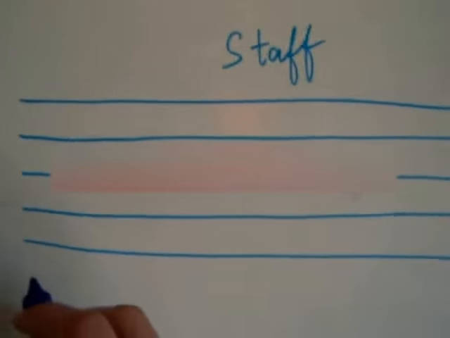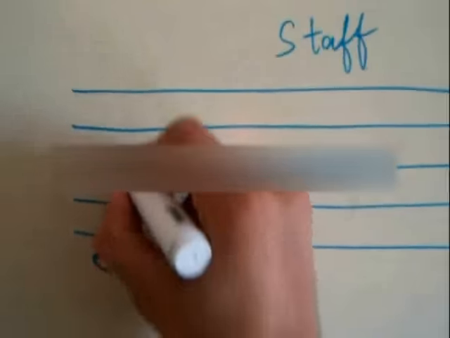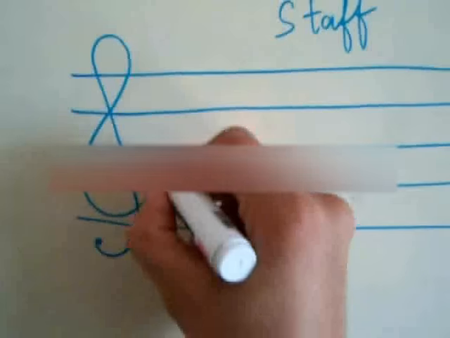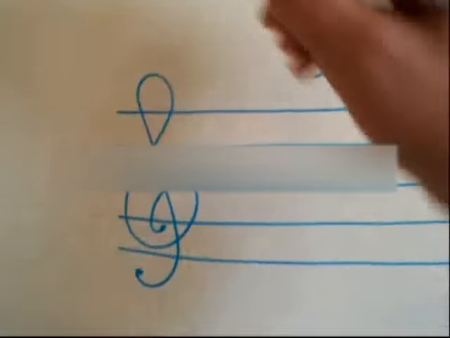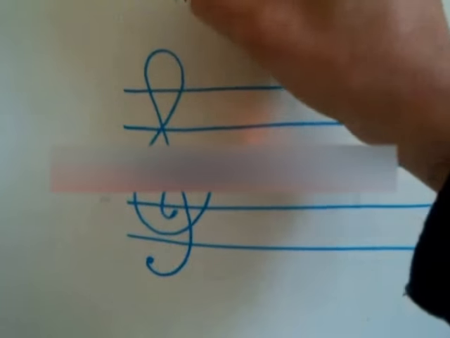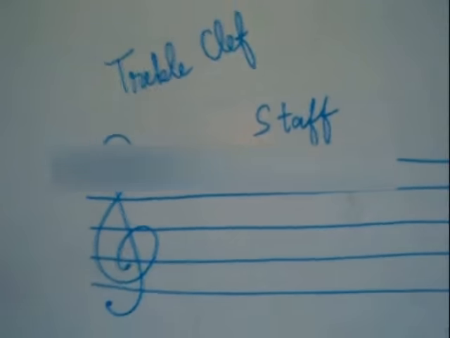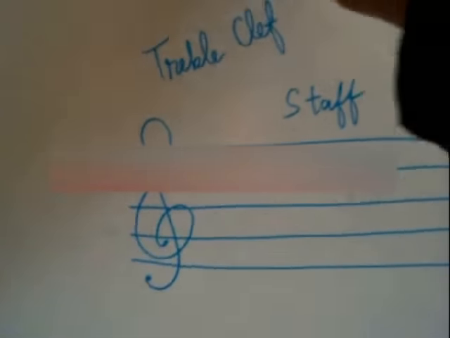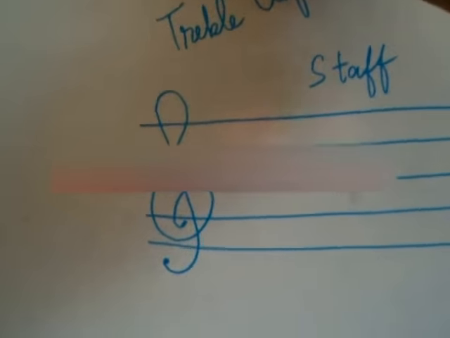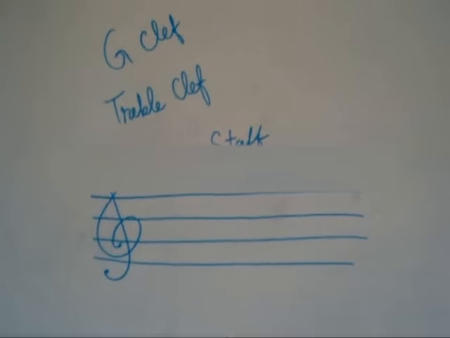And on the left hand side of the staff, you can see a mark like this, and this mark is called a treble clef. Okay, so this is called a treble clef, or it is also called a G clef. Correct?